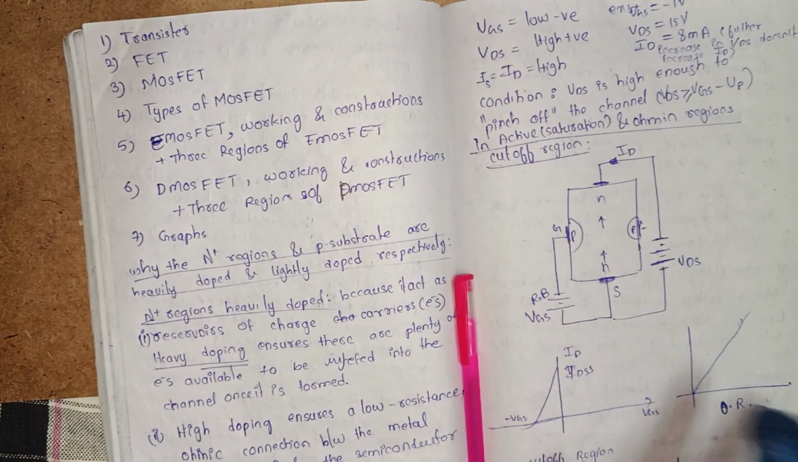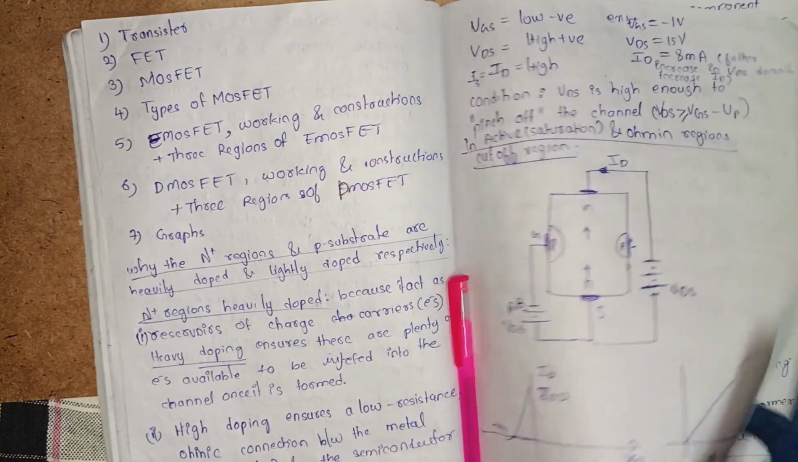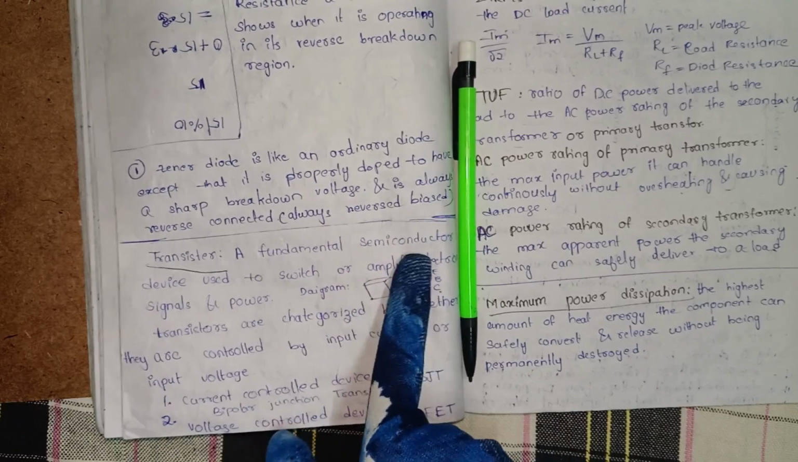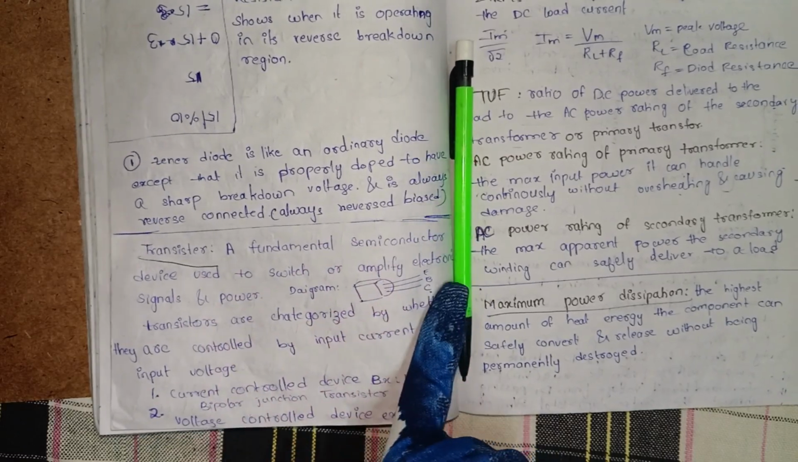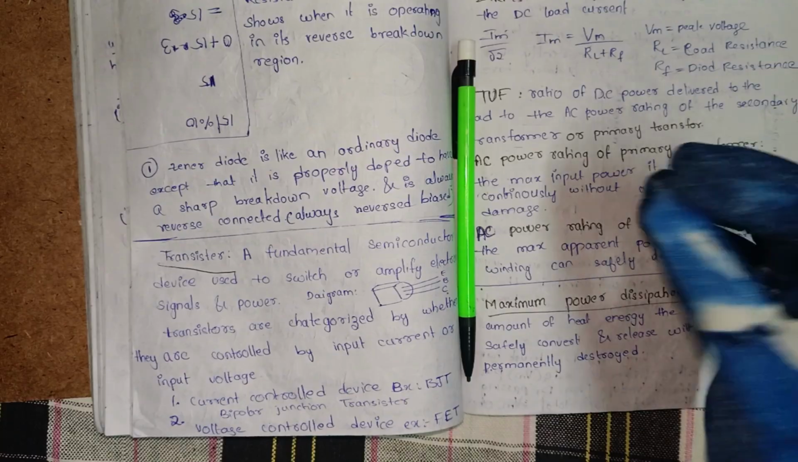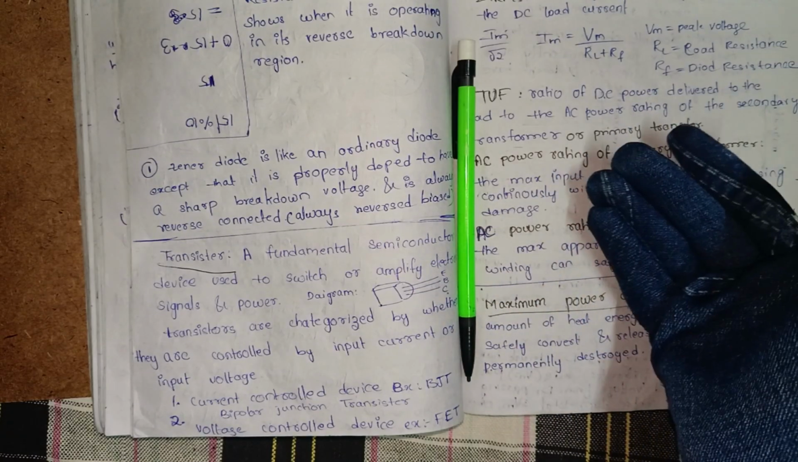So what is a transistor? Transistor is a fundamental semiconductor device used to switch or amplify electronic signals and power. Switching means switching on or off, and amplifying means increasing the strength of the signal.